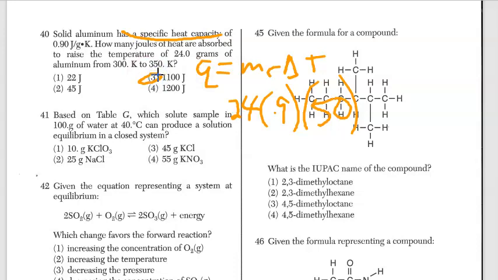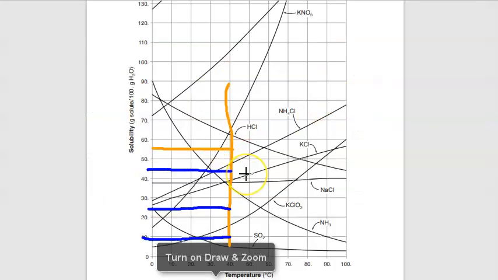For 41, we've got to go to reference table G. Which solute sample in 100 grams of water at 40 degrees Celsius can produce a solution equilibrium in a closed system? Equilibrium in a closed system means a saturated solution. Reference table G is your solubility curves. In other words, which one is going to be on the line or the curve for that solute. So let's go do that. So what you see here is I've drawn the lines for the four choices. I was going to make them in different colors, and then I forgot.